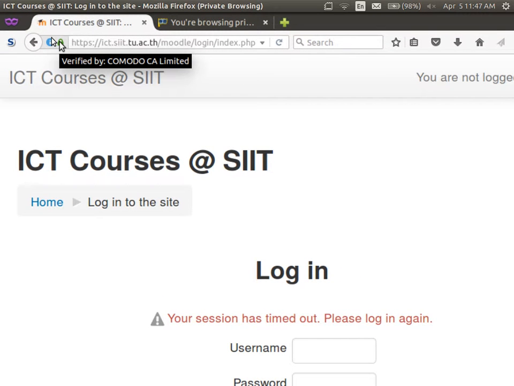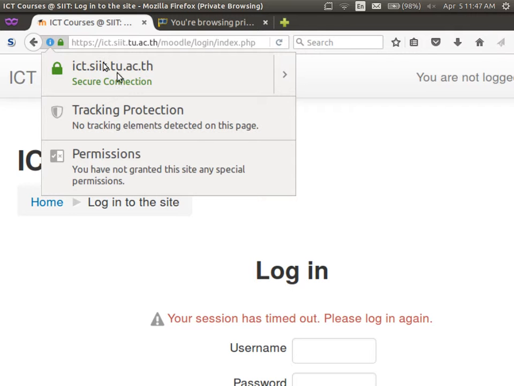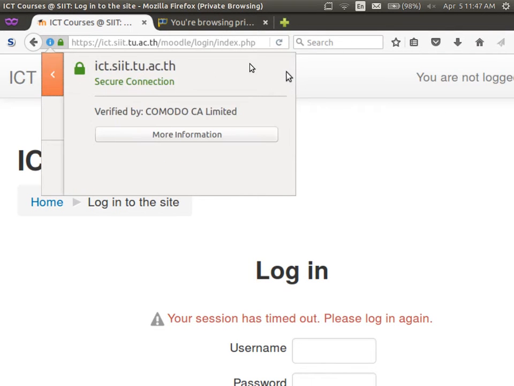Depending on the browser, you click on that, and it says verified by, if I just hover over, verified by Komodo. This is just a summary saying that the certificate from the server, I've just contacted the ICT server, I received the certificate, and the authority that signed that certificate was a company called Komodo. Let's click on it and see some more details. We can get some more information.